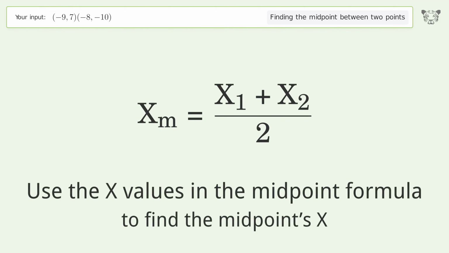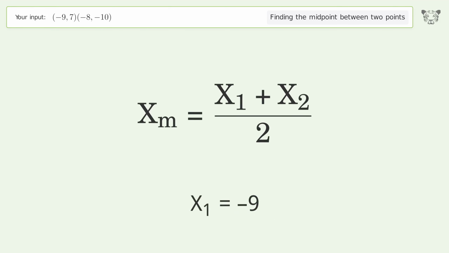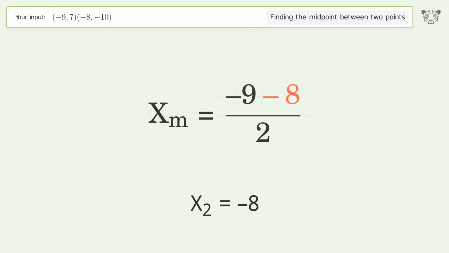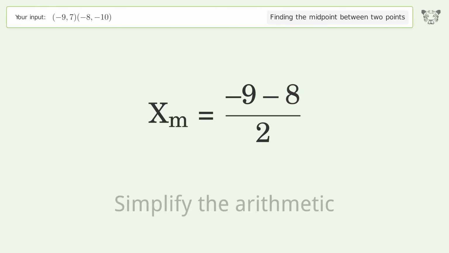Use the x values in the midpoint formula to find the midpoint's x. x1 equals -9. x2 equals -8. Simplify the arithmetic.